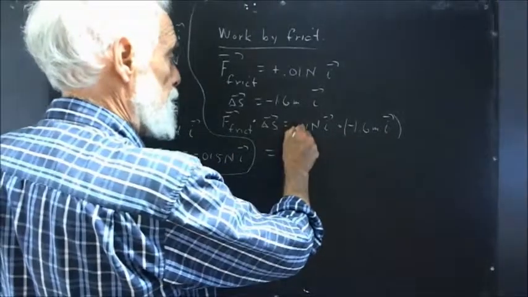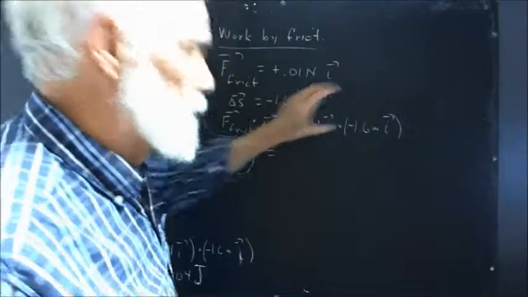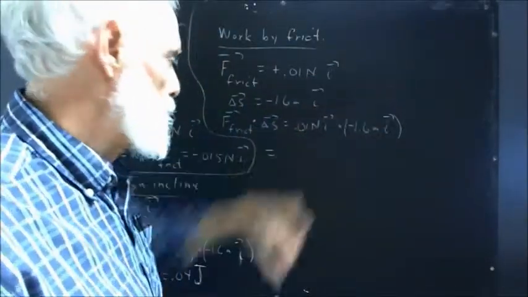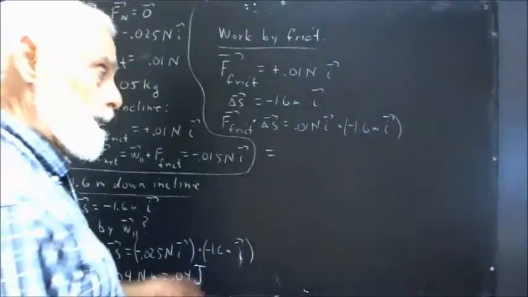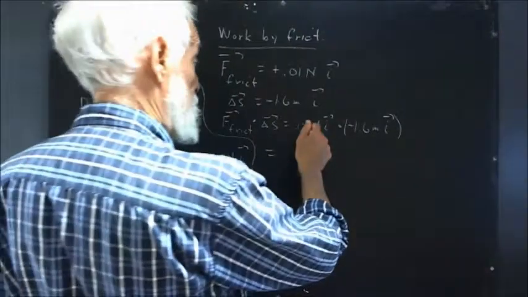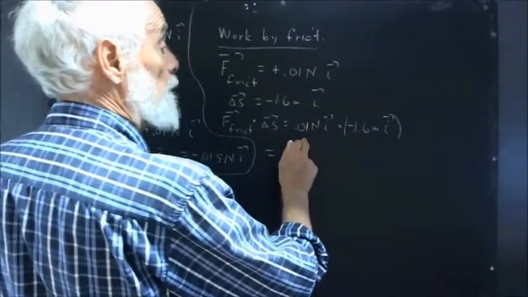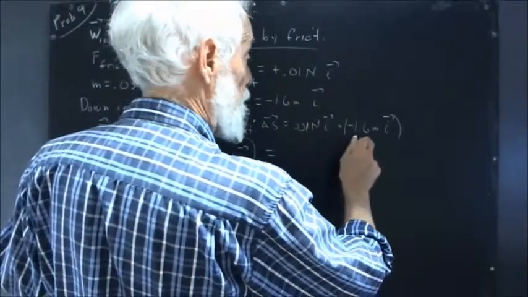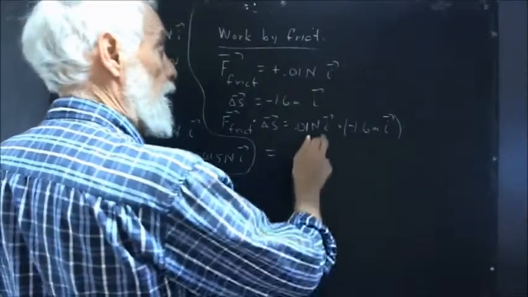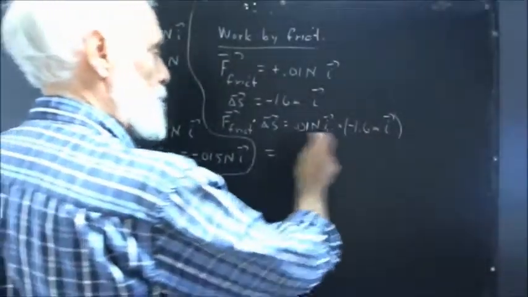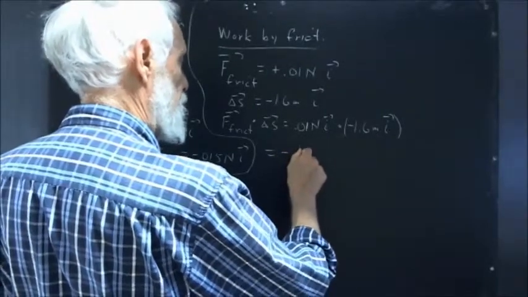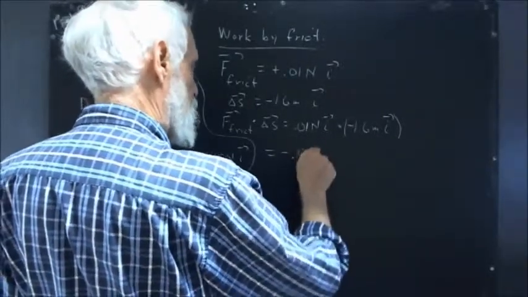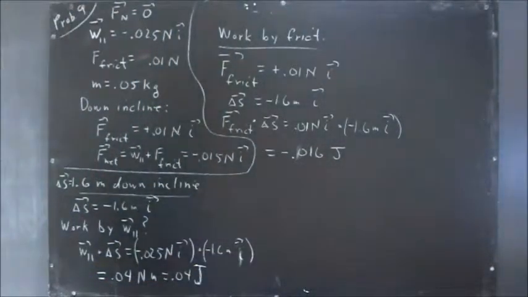If we're writing a vector in components, we do the i component, then we do the j component, and I kind of tend to follow in that habit, and I've got to watch myself. Everybody's got to watch themselves. Okay, me more than others maybe. Okay, 0.01 newtons times i dotted with negative 1.6 meters times i. i dot i is 1, and then we multiply the 0.01 newtons by the negative 1.6 meters, and we get negative 0.016 joules. Okay.